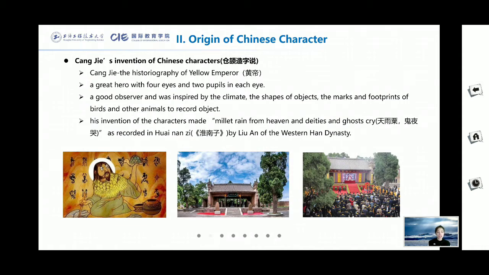And Shanxi province is said to be Cangjie's hometown. So people in Shanxi build special temples and hold big memorial ceremonies every year to worship him.